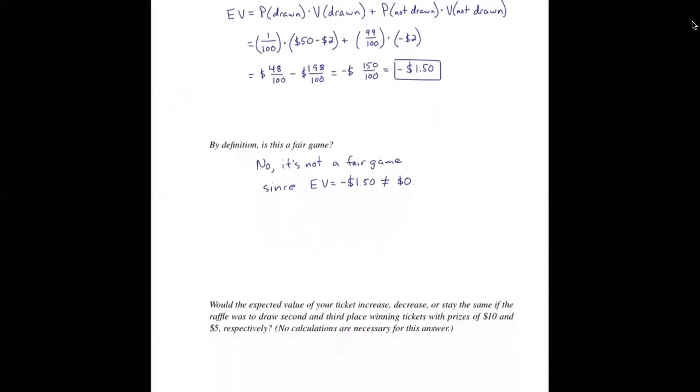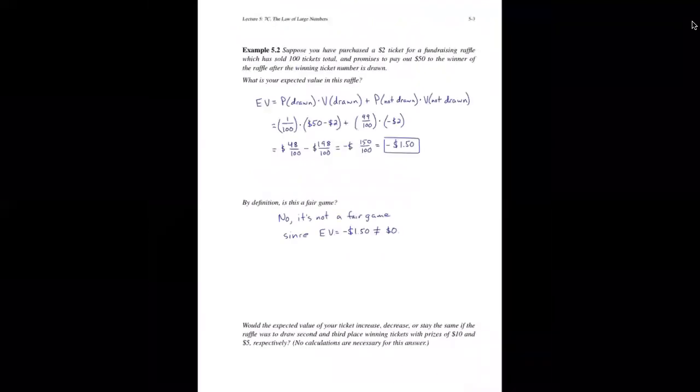Okay, so would the expected value of your ticket increase, decrease, or stay the same if the raffle was to draw second and third place winning tickets with prizes of $10 and $5 respectively? Well, I'll leave that one up to the reader, but think about it this way. Nothing changes for first place, but they're going to pay out $10 to a second ticket that's drawn and $5 to a third ticket that's drawn. Seems like you're getting more of an advantage, like you're going to possibly win at least some money. So it probably will increase. I'll let you reason through that. You could calculate it if you really wanted to. Now, let's see. I don't advise that calculation.